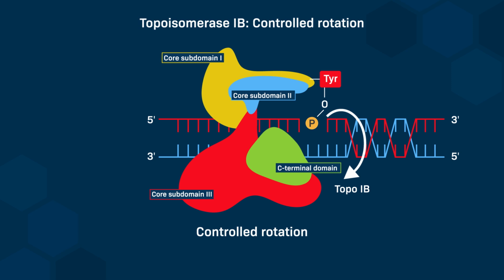The rotation of the strand around the other strand is facilitated by the close contact between the DNA and the cavity of topoisomerase 1B. The strand can attach to one point inside the cavity, detach, and then attach to another point, thus facilitating controlled rotation.